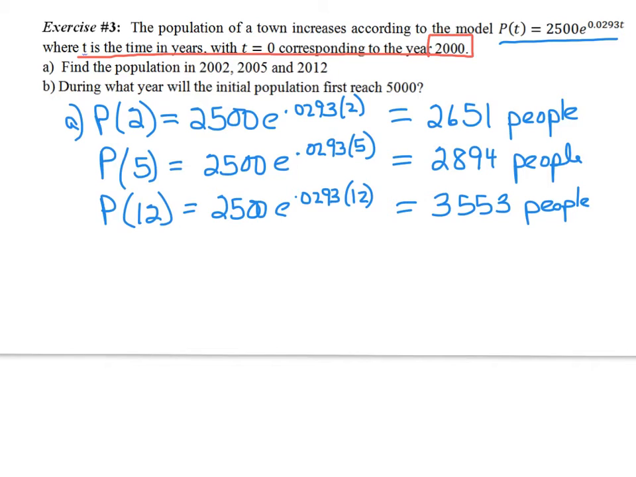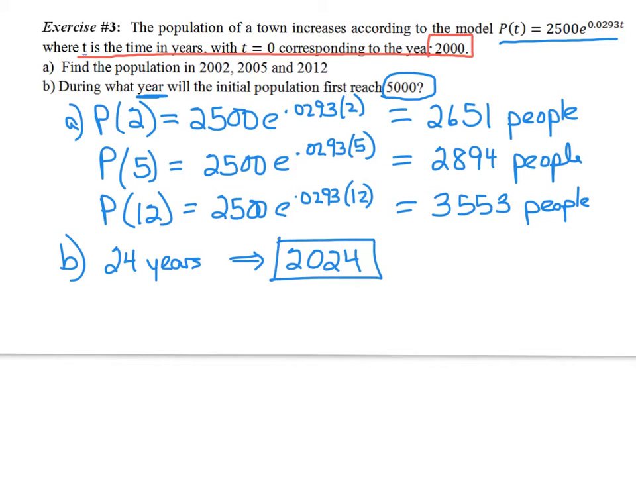Now for part B, since I've already got my function in y1, and since I just need to know to the nearest year, I can just scroll down my table until I see 5,000 people. And I see that it takes 24 years in order to reach over 5,000 people. But make sure that you answer the question, because the question says during what year. So if it takes 24 years and my starting point was 2000, that means the answer I'm looking for is the year 2024.